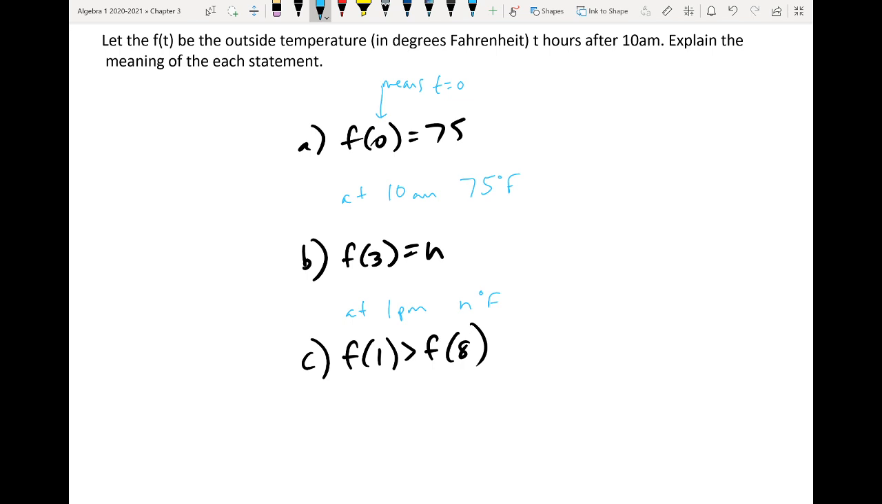The next one, the f of 1, literally means 1 hour after 10, or in other words, it means 11 a.m. And the f of 8 is 8 hours after 10 a.m., which is 6 p.m. So 11 a.m. is hotter than 6 p.m. That's the difference. That's it.